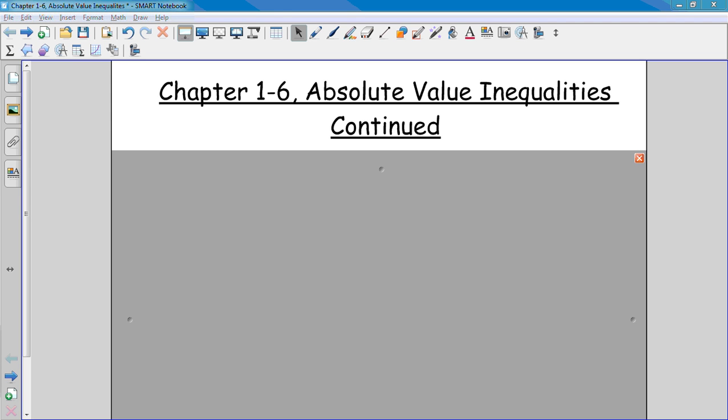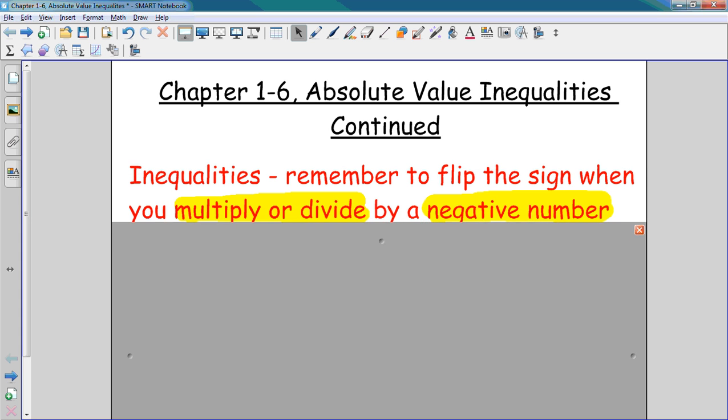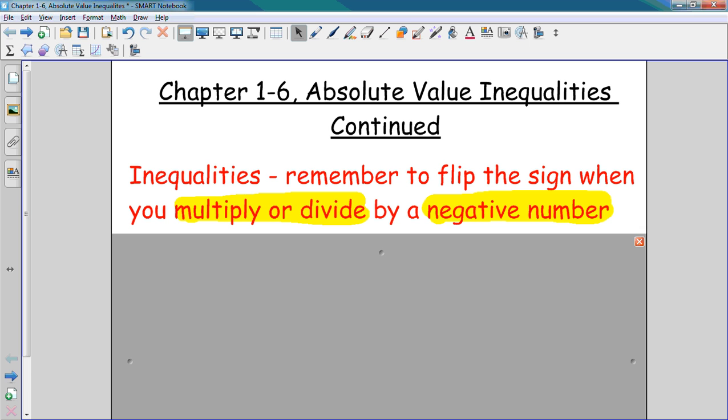Chapter 1, Section 6, Part 2. Okay, we've already dealt with absolute value equations. Now we're going to deal with absolute value inequalities. We're going to go ahead and solve absolute value inequalities.